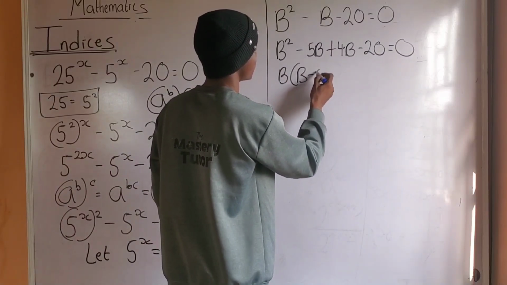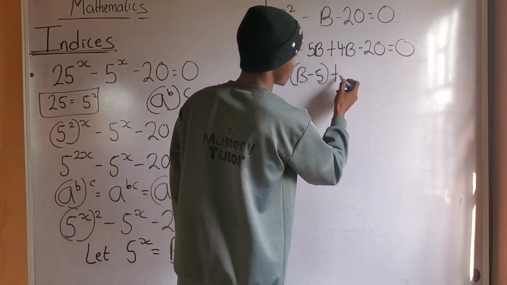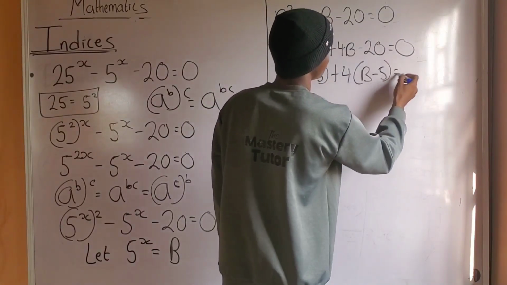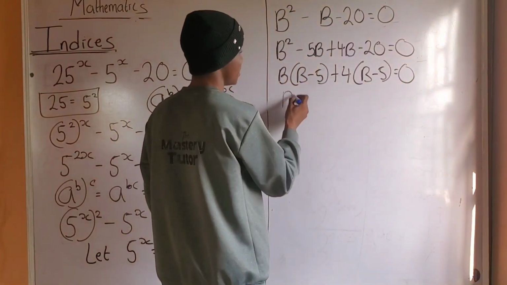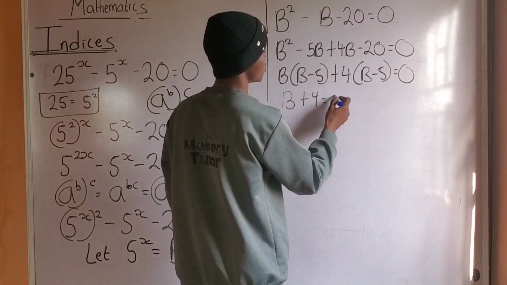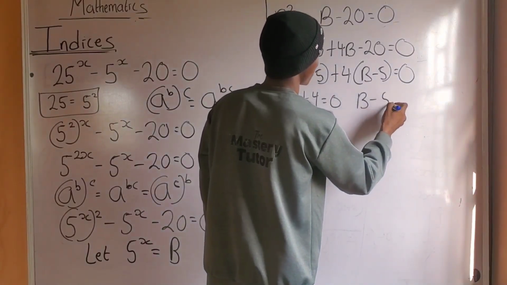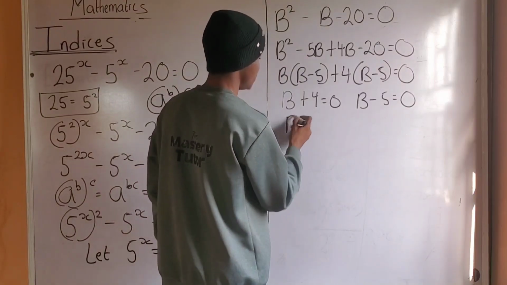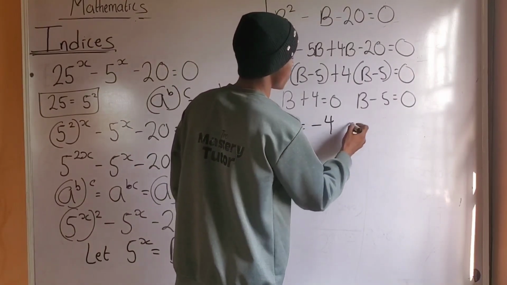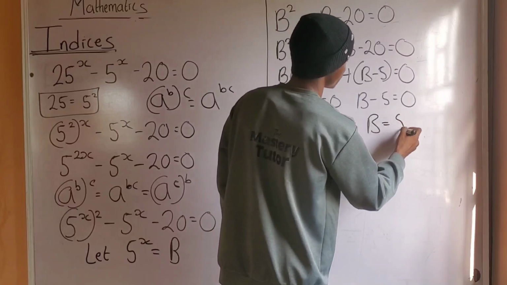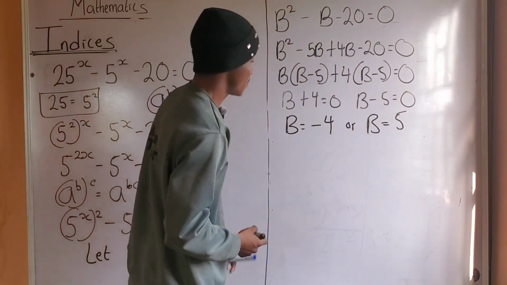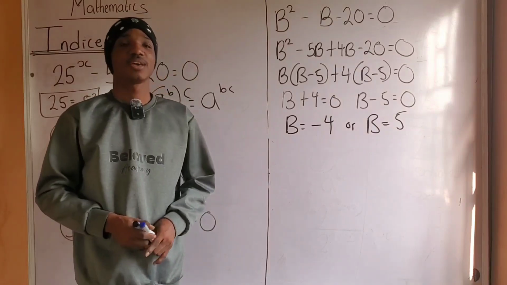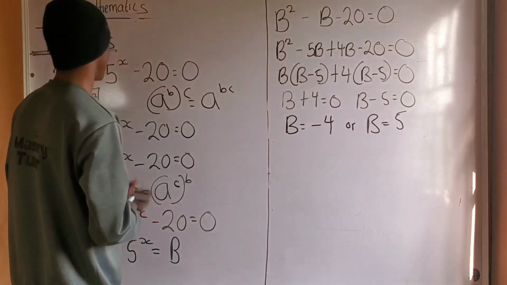b(b minus 5) plus 4(b minus 5) equals 0. Okay? (b plus 4)(b minus 5) equals 0. So b plus 4 equals 0 or b minus 5 equals 0. From this case, I'm going to have b equals minus 4 or b equals 5. Are you getting it? Now, don't forget, our goal is not to find b. Our goal is to find the value of x.